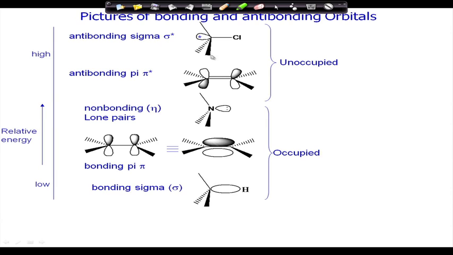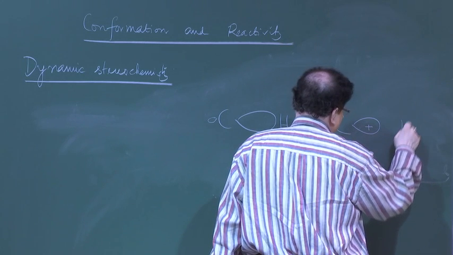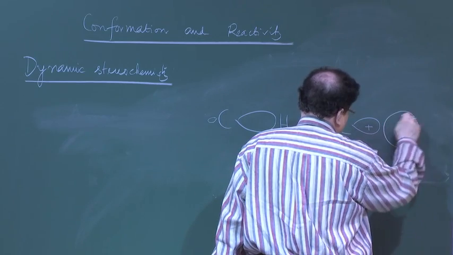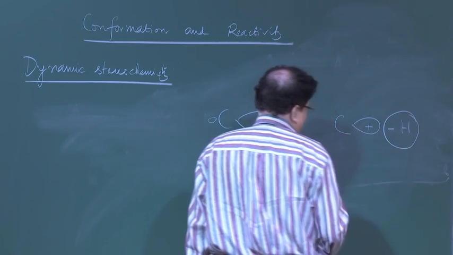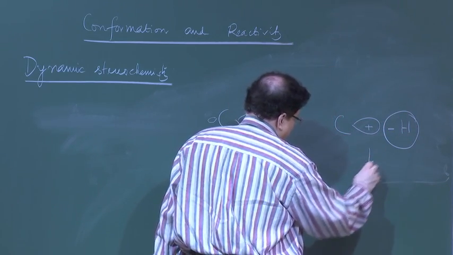And what is the sigma star orbital? It is when the carbon has this orbital in, say, the plus phase and the hydrogen is in the minus. So, they are not in the same phase, then actually the combination will lead to it.